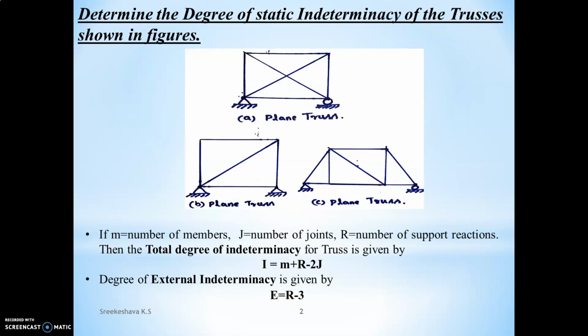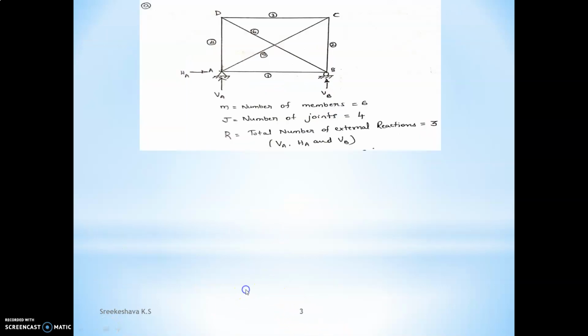So in step 1, we are determining the required parameters of a given truss. What are the required parameters? M, the number of members, J, the number of joints, and R, the number of external support reactions. Those are the required parameters to compute the total degree of indeterminacy. Clear? We move on to the first problem, where we just compute the required parameters.